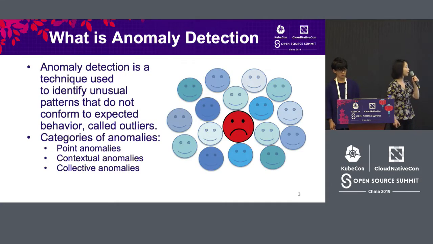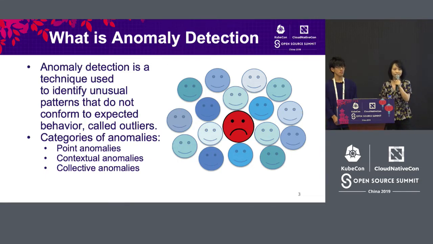So what is anomaly detection? Anomaly detection is a technique used to identify unusual patterns. Can you tell which one is an unusual pattern in this diagram? I hope that's obvious, right? The red sad face stands out in a group of happy blue faces.